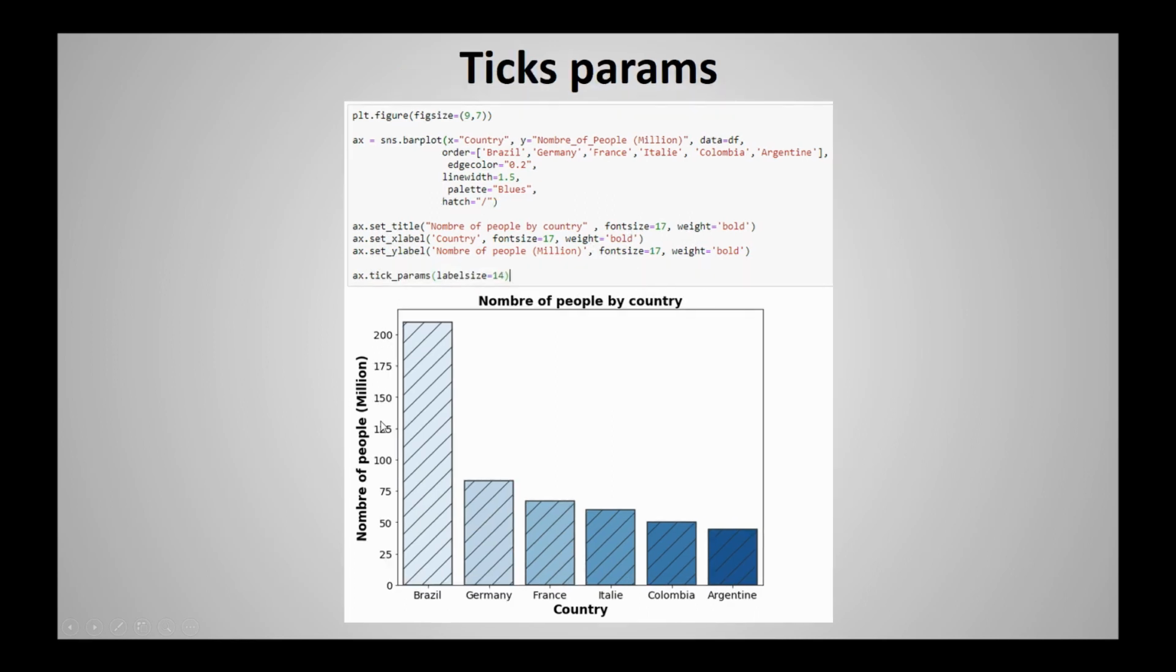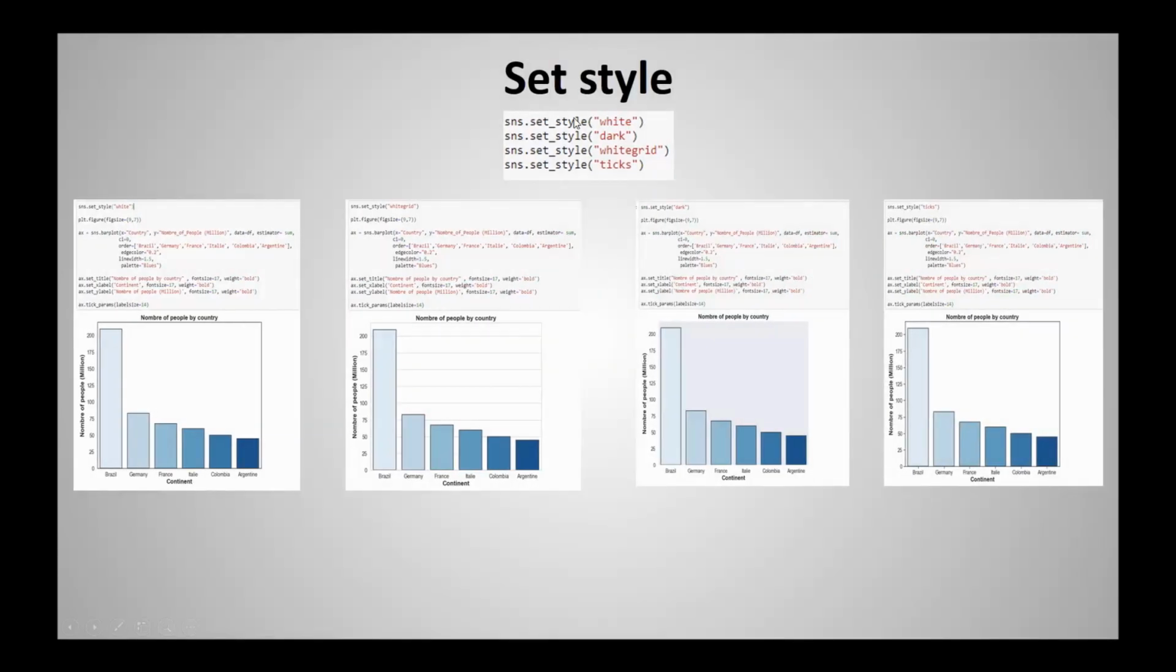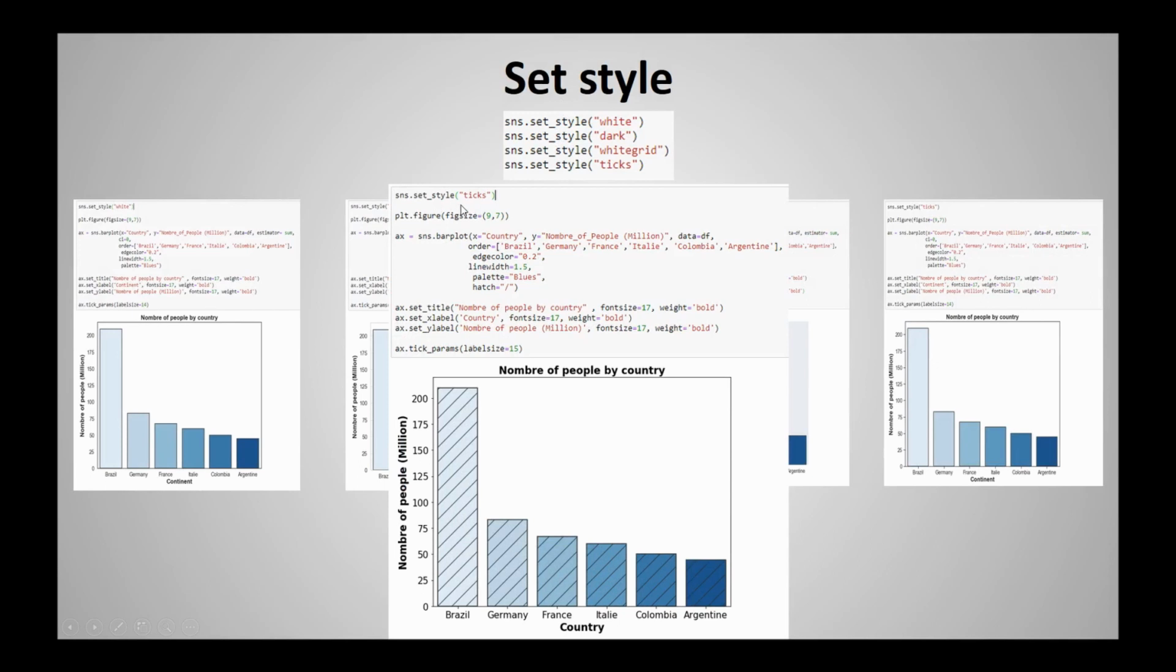Also, we can make the text bigger and clearer by adding the tick_params function and passing to it the labelsize parameter. One last thing, we can change the style of the background of our chart with the set_style function, which takes one of these four values. I personally recommend the ticks style, where we will have a white background color for our chart with ticks on the axis.